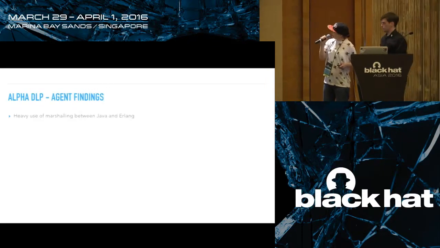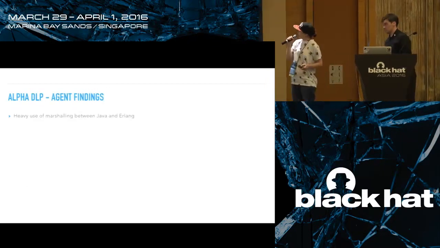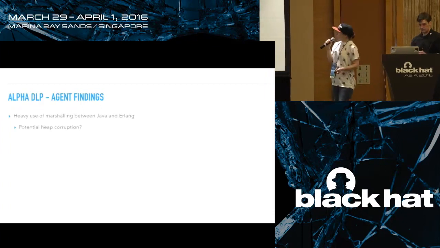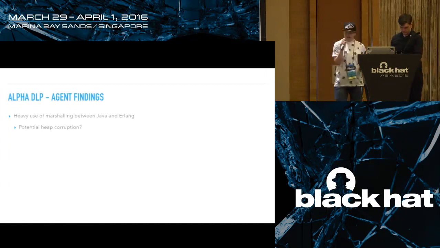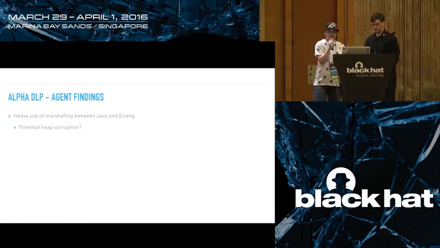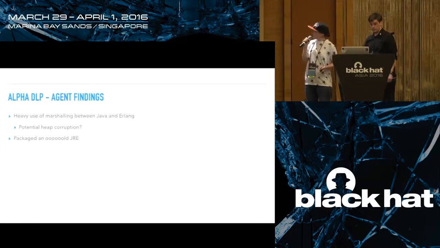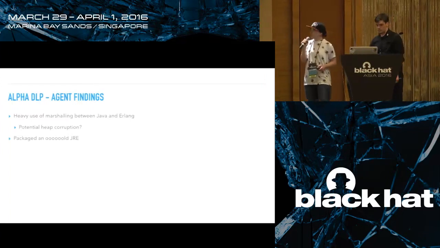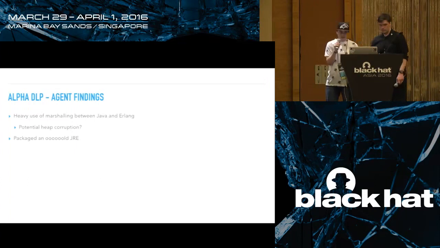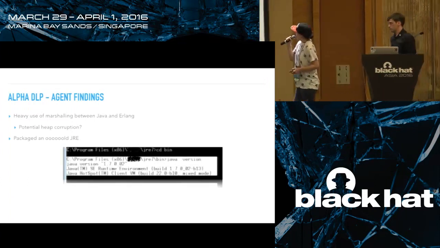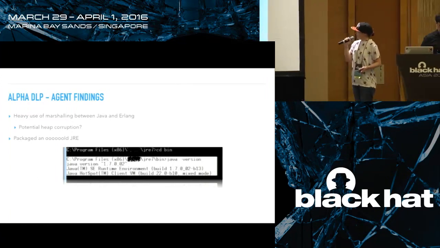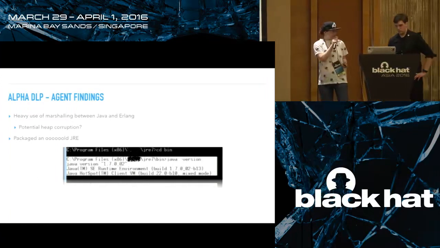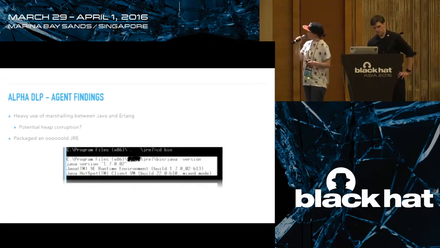Okay, in terms of the agent, we noticed a heavy use of marshalling between Java and Erlang, with the potential for heap corruption. We didn't really have enough time to look into it, but there were some indications of that. The really bad takeaway was that the Java runtime environment packaged with it was really, really old. As you can see here, it was Java version 1.7.002, which is, how many years old is that? Very old. Too old. Especially when we talk about Java, which never has any security problems again.